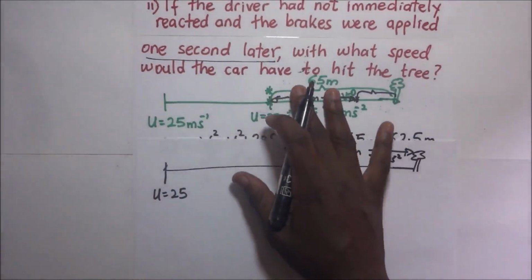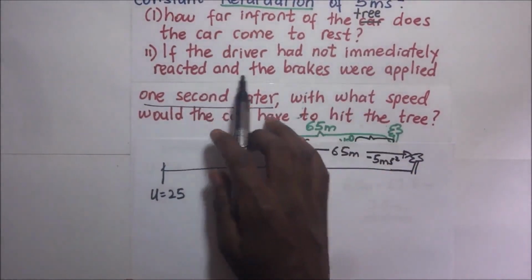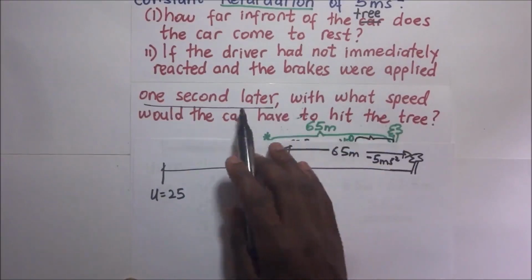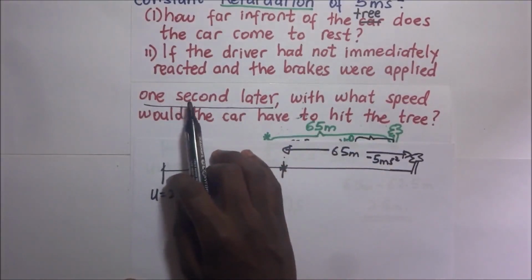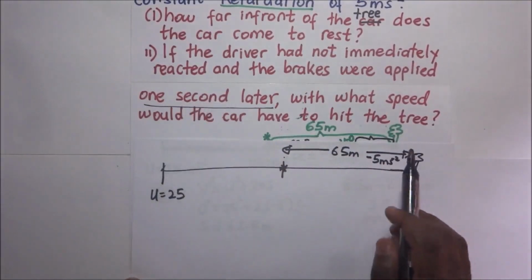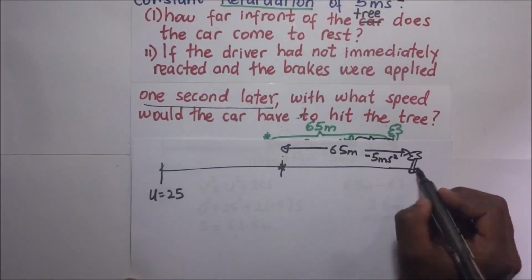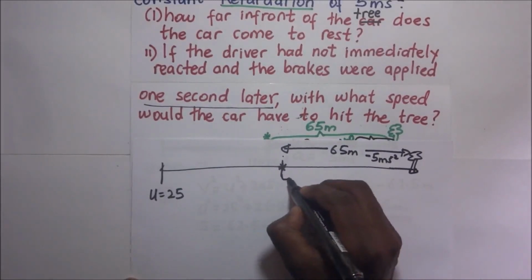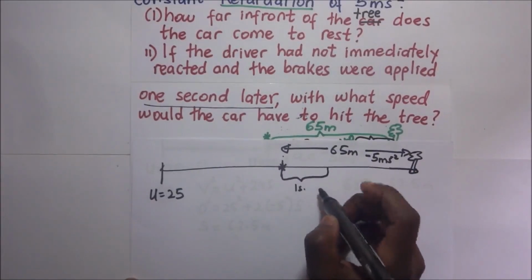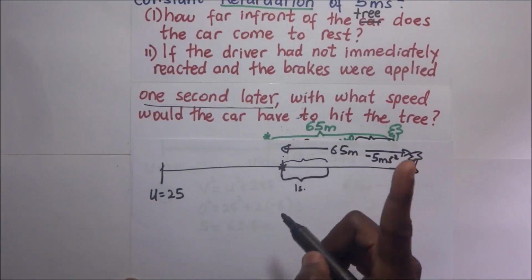But now, for Roman 2, the question is telling us that if the driver had not immediately reacted to the brakes and instead activates the brakes 1 second later, with what speed will he hit the tree? So he gets to hit the tree because he delays activating the brake by just 1 second. So the question is, what distance does he travel in that 1 second?